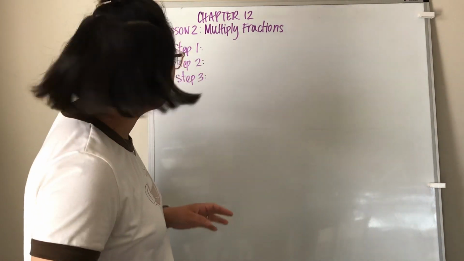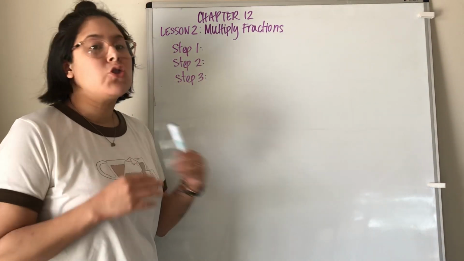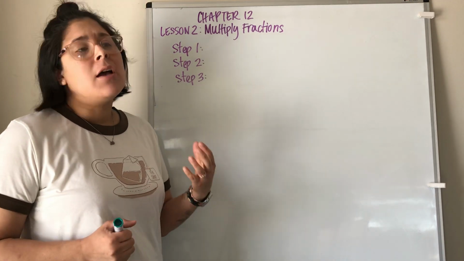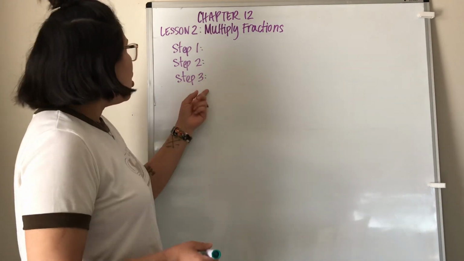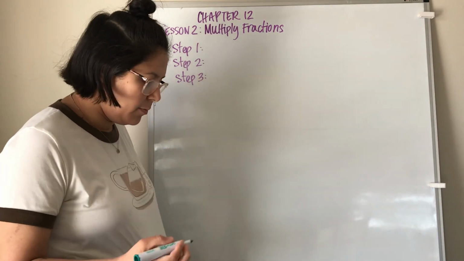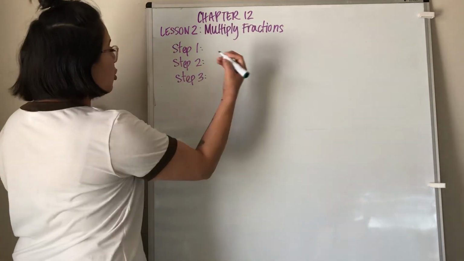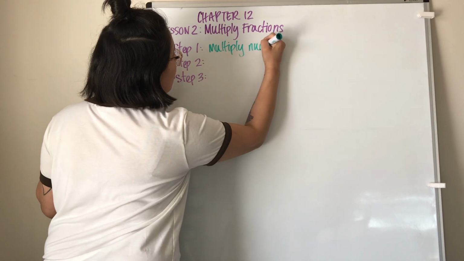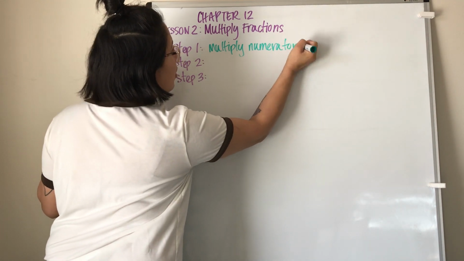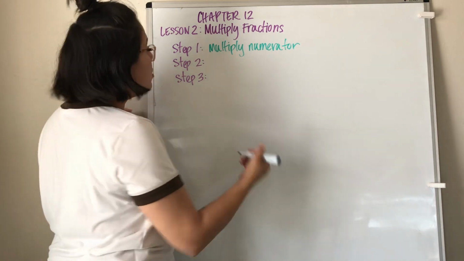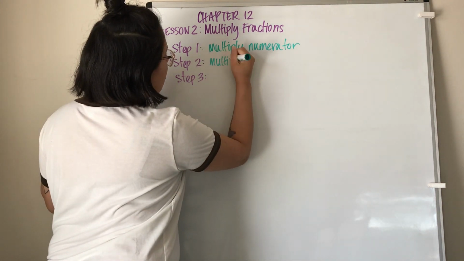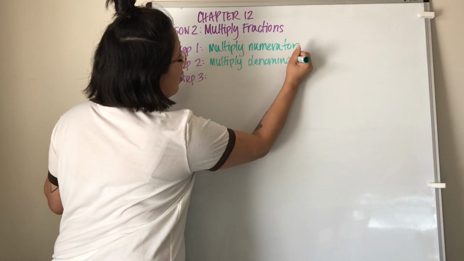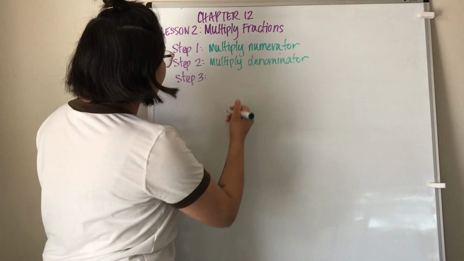So, all right. There's going to be 3 steps. This is super simple, easy peasy. This is pretty much the same thing as when you're adding fractions together. So there's 3 steps. Multiply your numerators. So multiply the top. Okay, multiply the denominators, next step. Okay, and then simplify. Easy peasy.